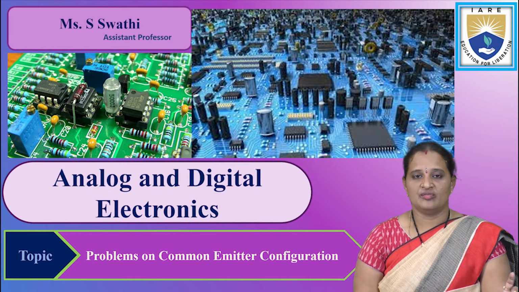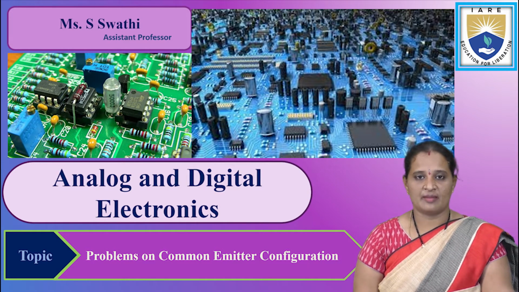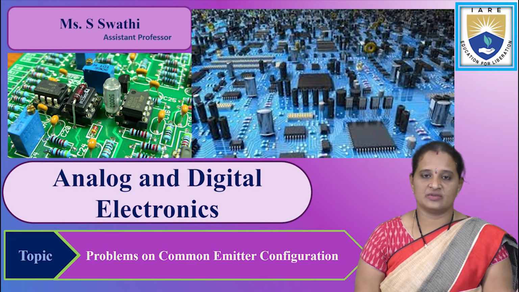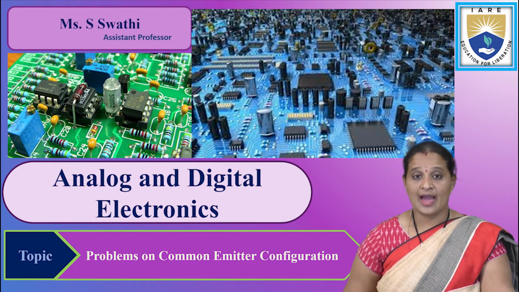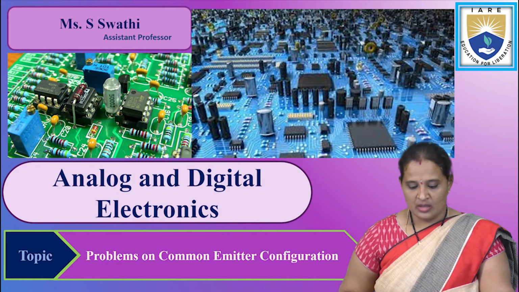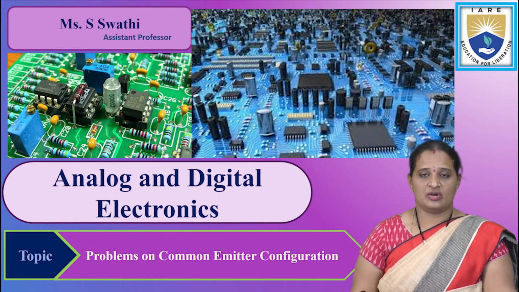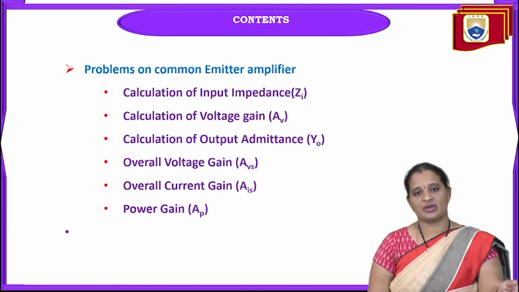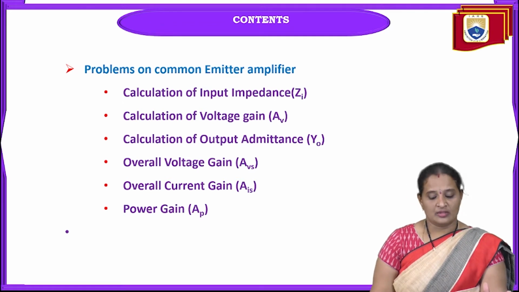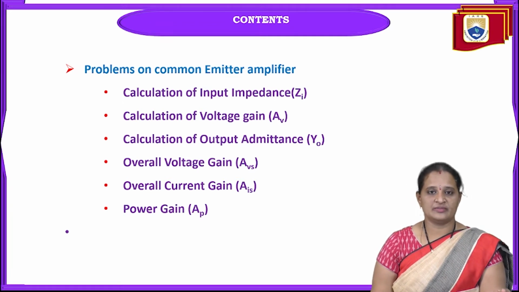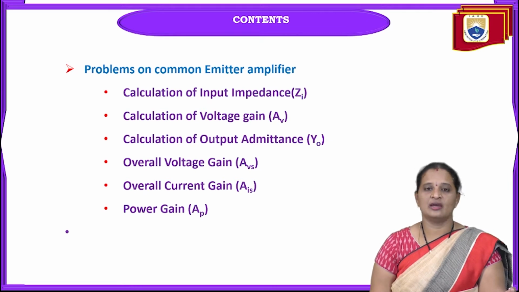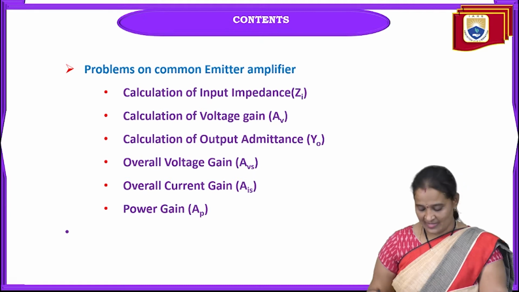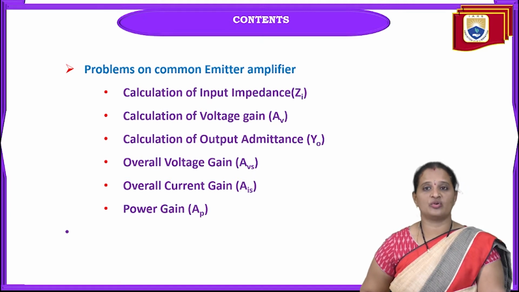In this lecture, we'll discuss some problems on common emitter configuration. That is, we'll discuss some problems on common emitter amplifier, that is, analysis of common emitter amplifier using hybrid parameter model. First of all, the parameters that we are going to calculate are the input impedance, voltage gain, current gain, overall voltage gain, overall current gain, the power gain, and also the output admittance Y naught.